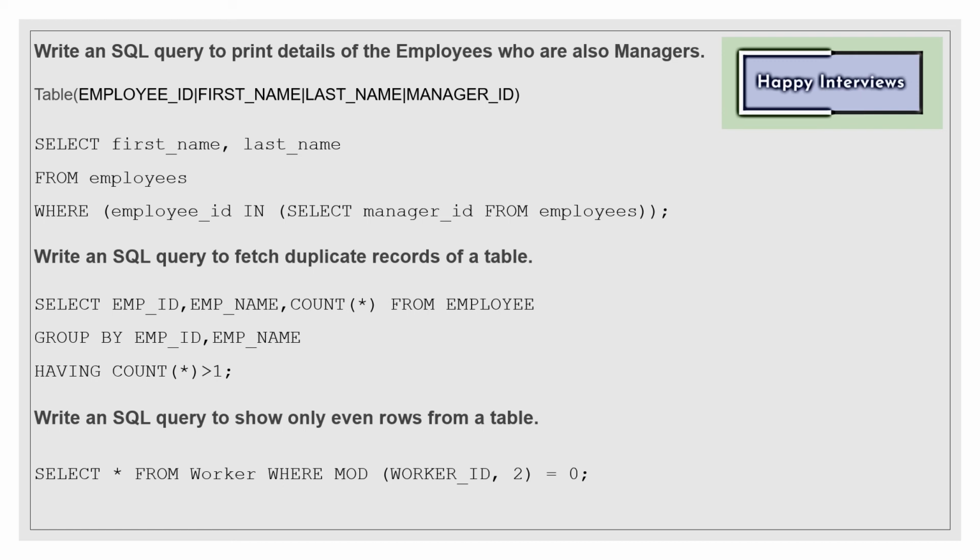So the mod function is used where we need to find the even or odd. If we divide something by 2 and it comes as 0, that means the row is even. So that's how it works. And if we need to find out the odd number of records, then I will give the remainder after equal to 1, that is mod of worker id comma 2. If it gives 1, that means the worker id is an odd number and it will be displayed.